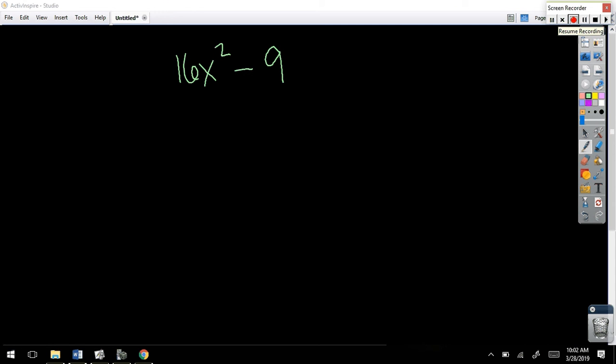Okay, so if the 6 is... Remember, first thing I want to do is look for a GCF, right? And this one doesn't have a GCF. So now what I want to do is say, okay, what's my A, my B, and my C? What is A? When I get to B, it's not there, so I need to add a 0, right? I need 16x squared.